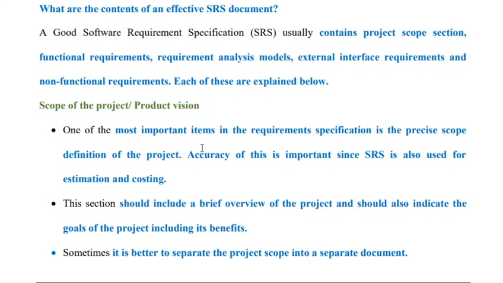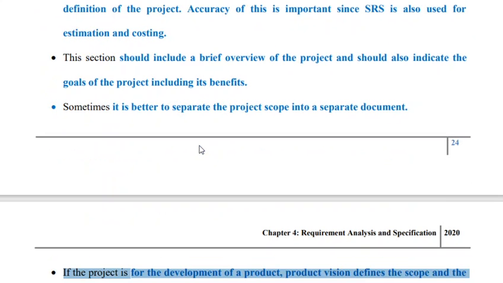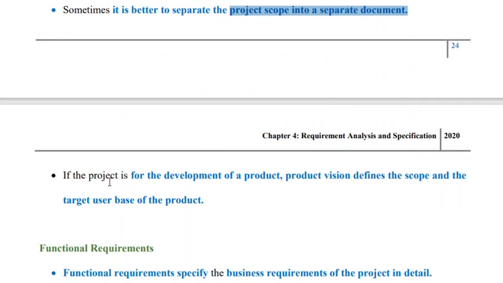So in the scope of the project we need to specify the definition of the project, that is, we need to define the scope of the project, because it may be used as a basis for estimating and costing. It should provide a brief overview of the project and should also include goals of implementation or limitations. At times, if the SRS becomes difficult to understand, we can separate the scope into separate documents. If the project is for the development of a product, then the product vision defines the scope and the target user base of the product. This is very much important.